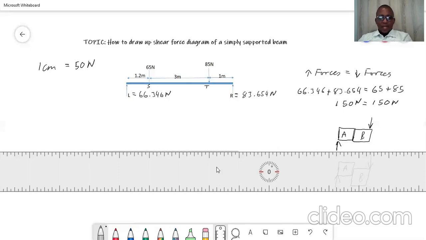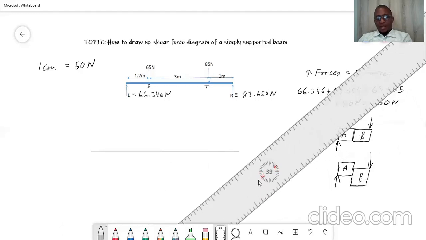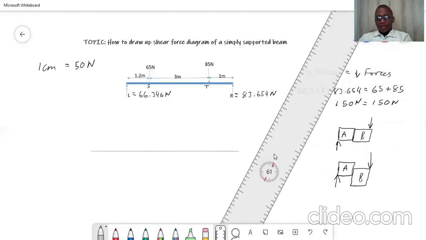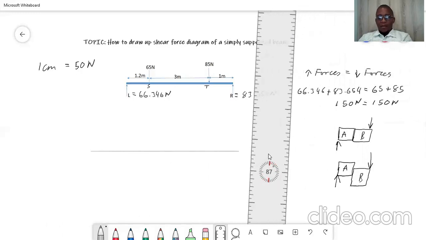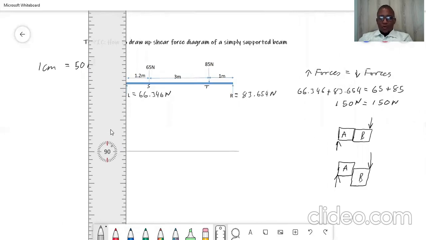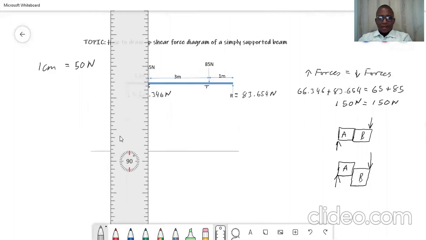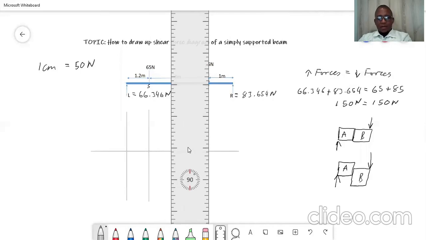Having drawn that, let me draw my other lines here. You see the importance of these gray lines. We haven't started with our shear force diagram, but we are preparing our axes and our lines. So let me draw this line here, starting from there till there. These are just construction lines, remember, right? And then you have this line, good. And then we have this one.